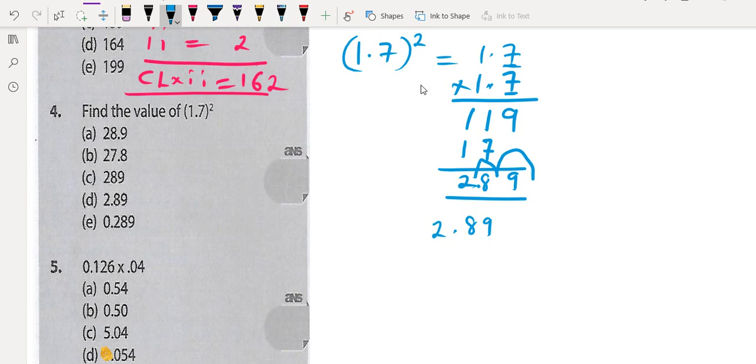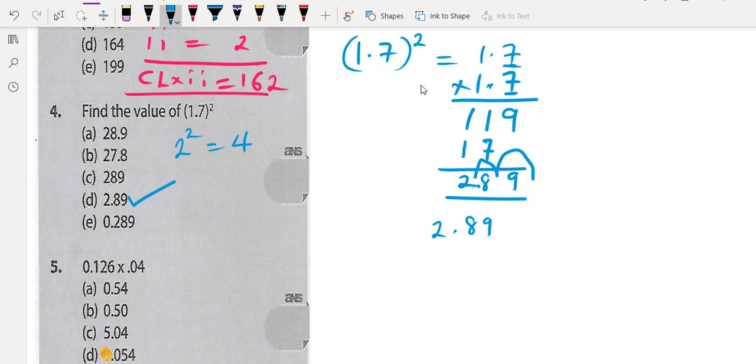Now listen up. This kind of question, you don't even need to solve. Looking at the options, 1.7 is not up to 2. 2 squared is what? 4. So even if it were 2, 2 squared is 4. So 1.7 squared should not be up to 4, right? Look at all these options. Is there a possibility that you will square something that is not up to 2 and you get 28.9?